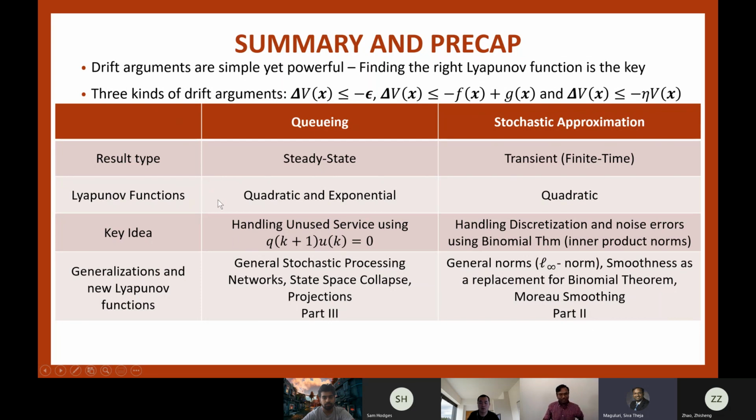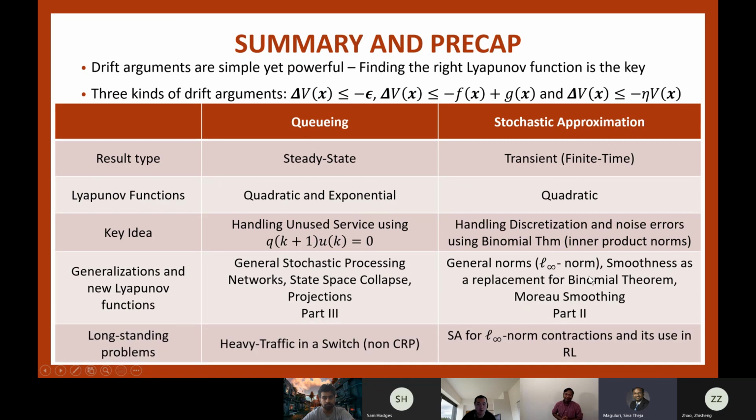So even though the Lyapunov functions in this part were very simple, to actually get non-trivial results, to get results in more complicated settings, we need to modify these Lyapunov functions in some manner, either using projections or using Moreau smoothing. And finally, by modifying these Lyapunov functions, we were able to solve long-standing problems in both these disciplines. In the context of queuing, we solved a long-standing open problem on heavy traffic behavior in a switch. I'm going to explain all of it in part 3.